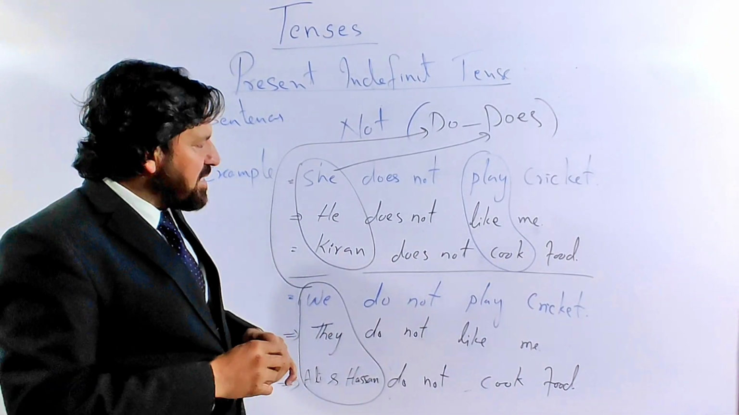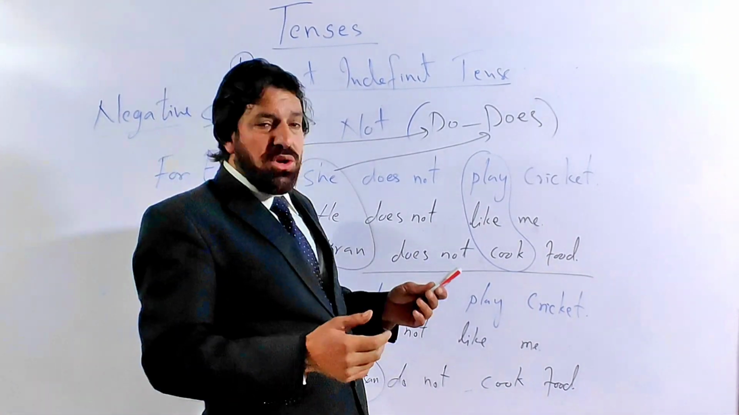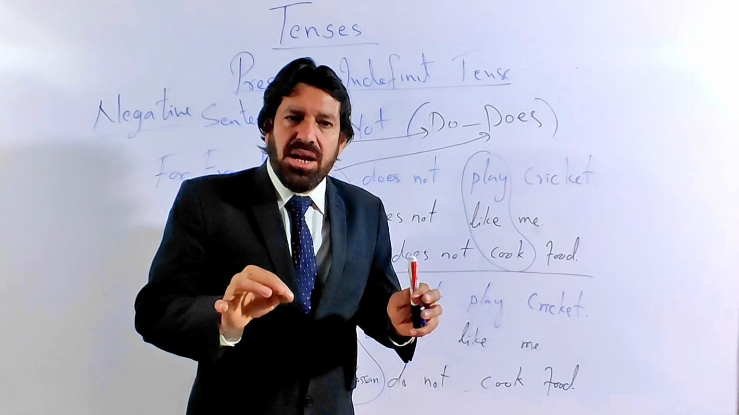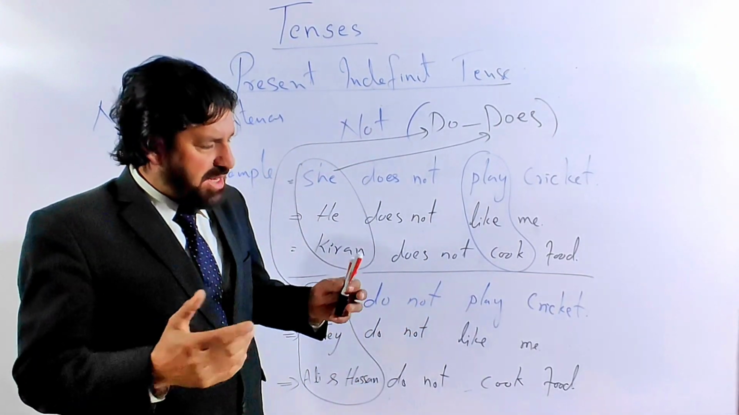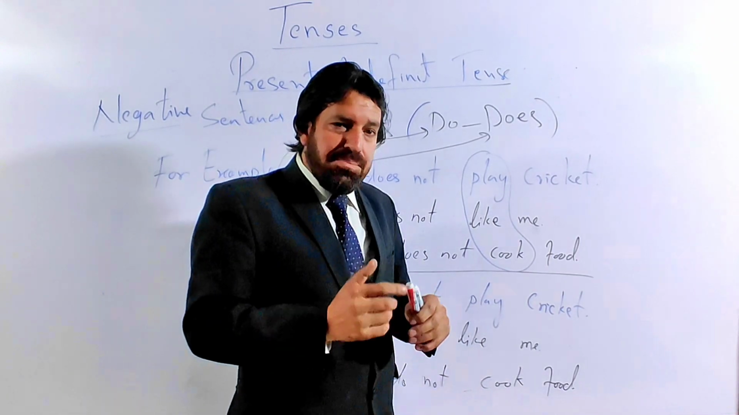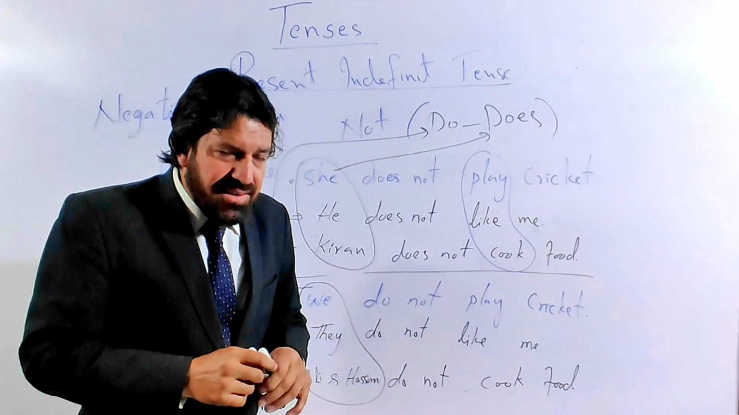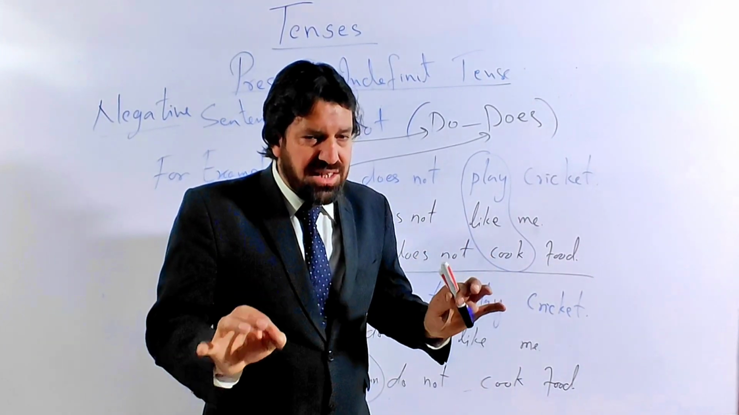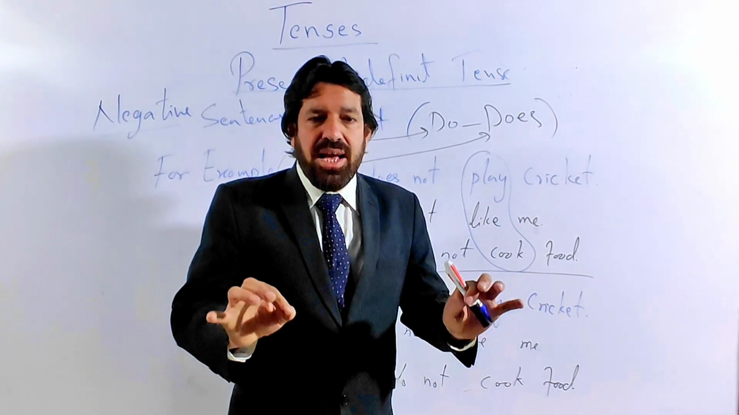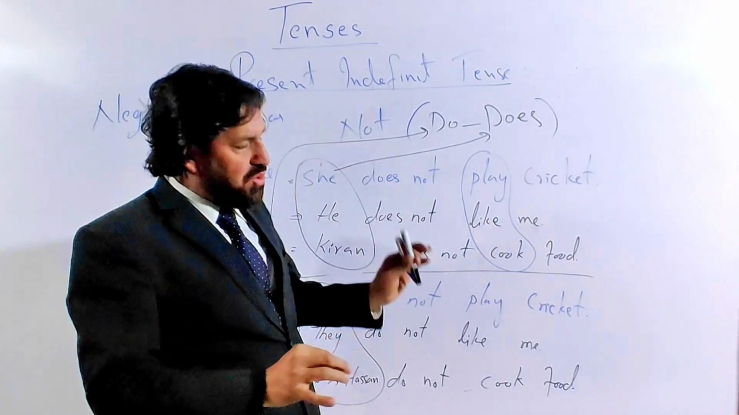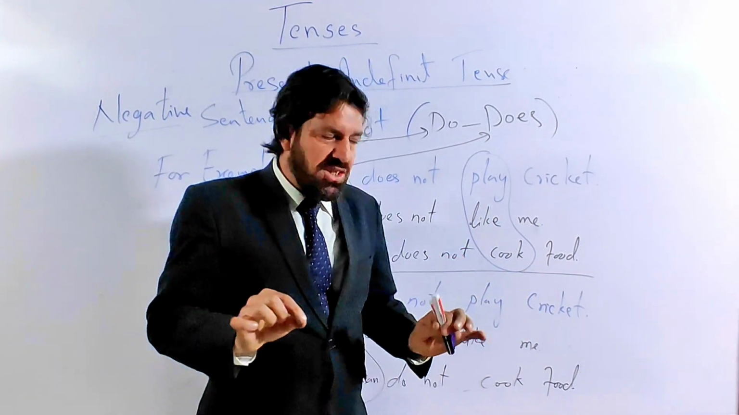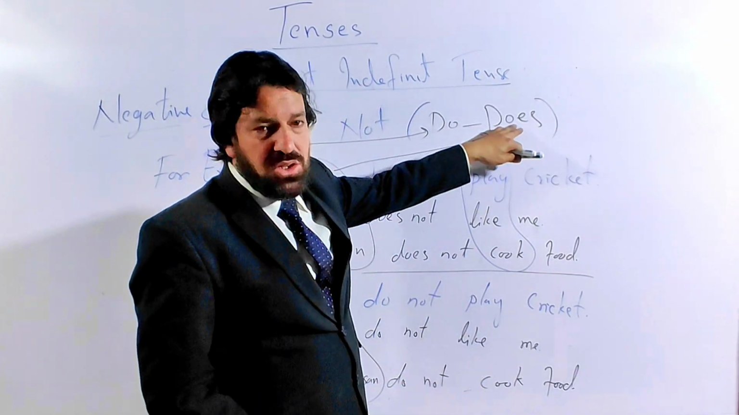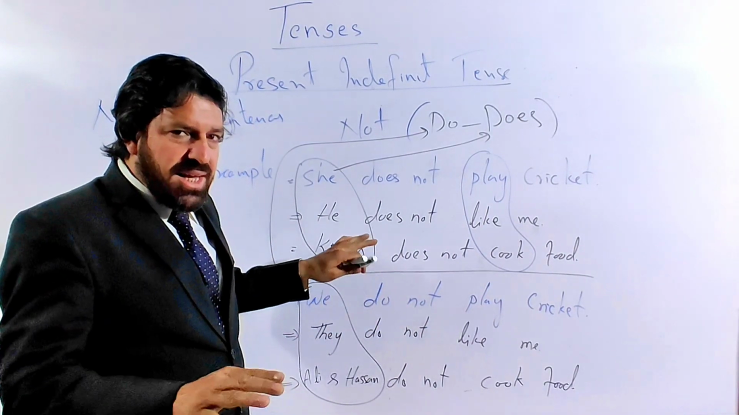And most of the students ask a question: sir, as you have already told us that in present indefinite tense you have to use s or es with a singular noun or pronoun, like she cooks, she likes, whatever. Yes, your question is right, but the answer is that in present indefinite tense we use s or es in simple affirmative sentences. But in present indefinite tense negative sentences you don't have to use s or es with your verb, right? Because s or es has already been used with does. So that's why you don't have to use s or es again with your verbs.